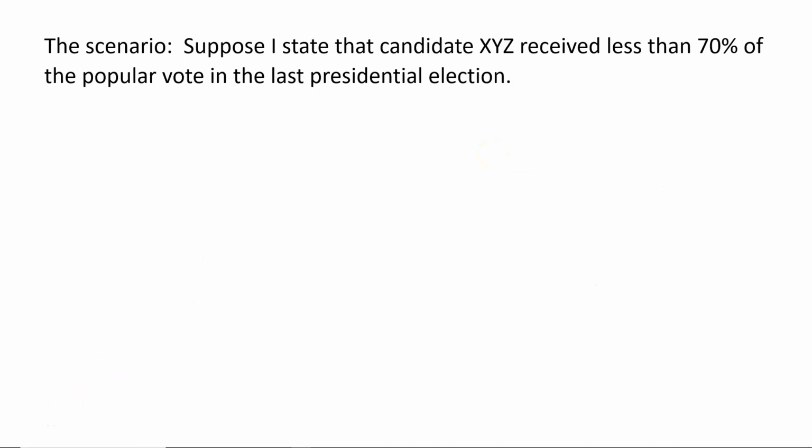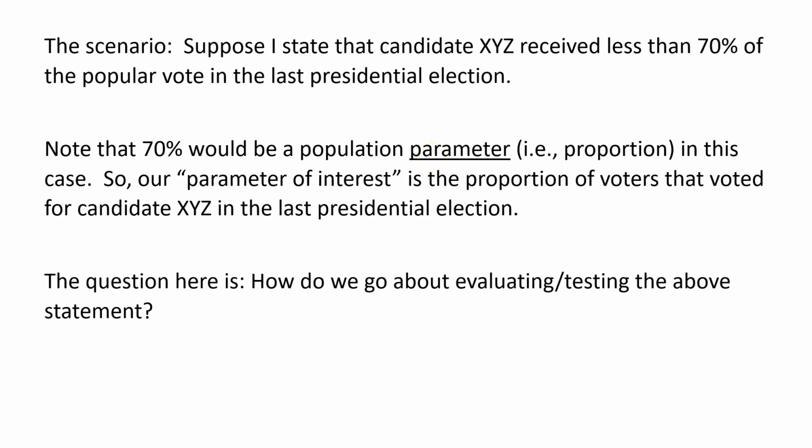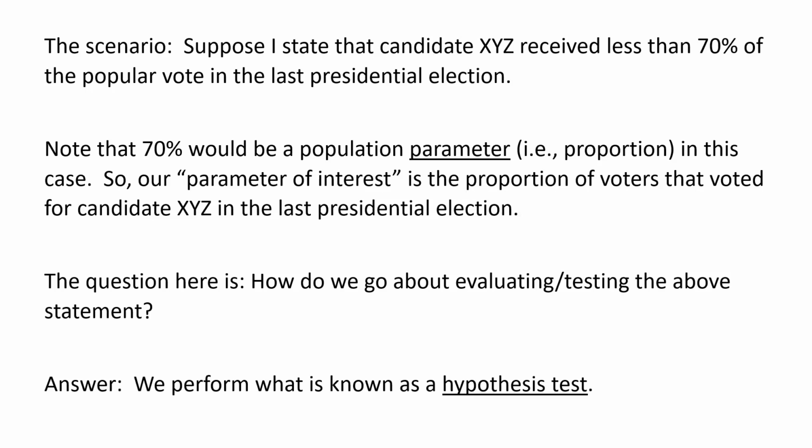So without further ado, here's the scenario that I'm going to use as the basis for our discussion today. Suppose I state that candidate XYZ received less than 70% of the popular vote in the last presidential election. Note that 70% would be a population parameter, in this case, a population proportion. So our parameter of interest is the proportion of voters that voted for candidate XYZ in the last presidential election. The question here is this: how do we go about evaluating or testing the above statement? And the answer is we perform a hypothesis test.